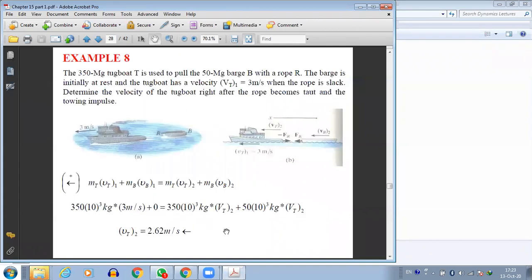Is there anything which is not clear? Because it is exactly the same as the previous problem, only a little difference, because here we have a tugboat and the barge. There we had the hammer and the pile. If anybody wants to ask anything, please ask.